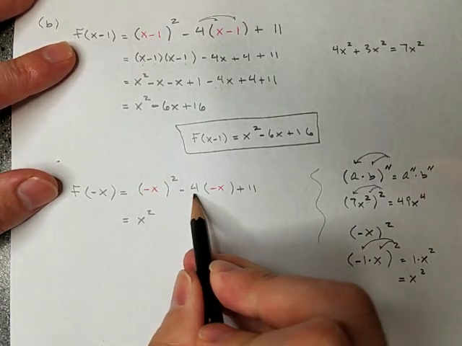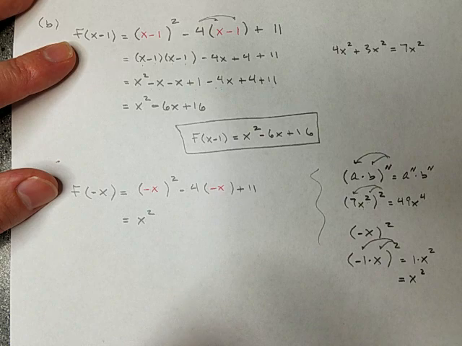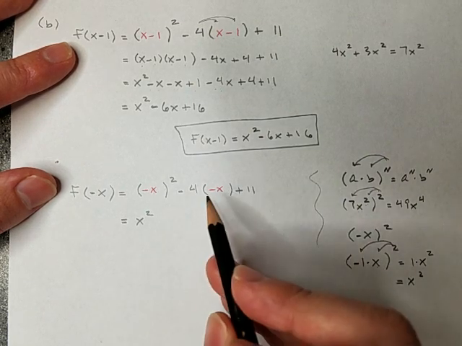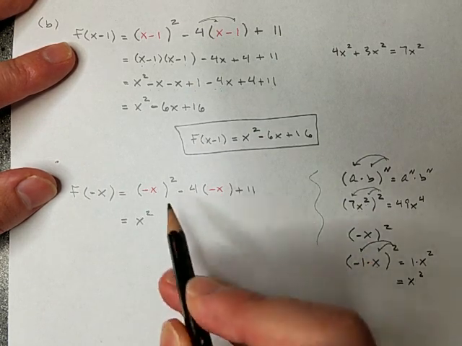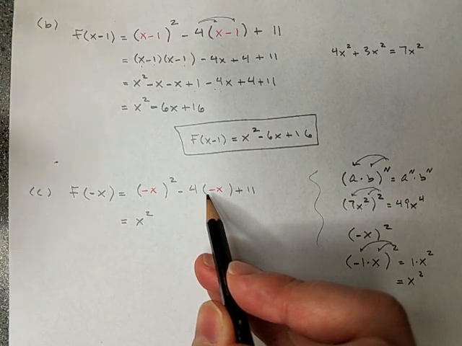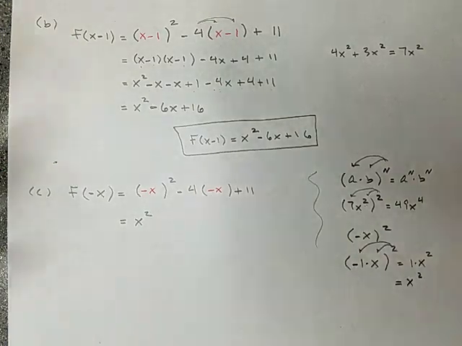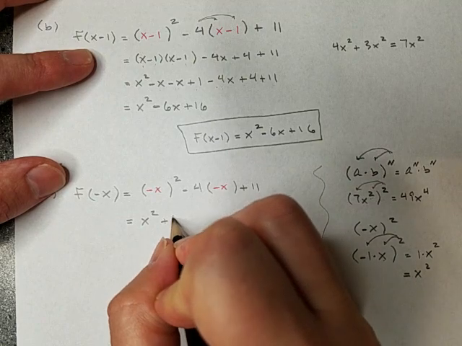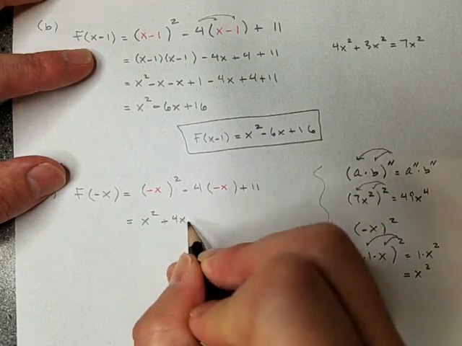Now, what is negative 4 times negative x? Well, you could see again that negative x right there is a negative 1, and negative 4 times negative 1, that's a positive 4. A negative times a negative is a positive, so that's just going to be 4x. And then this 11 gets carried down. All right.